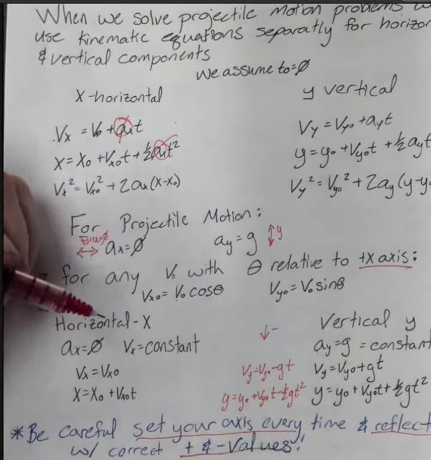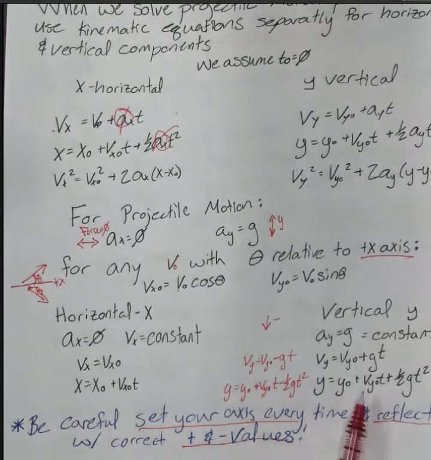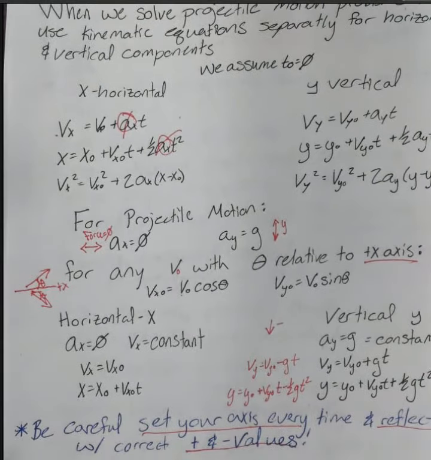This also matters because imagine if your initial velocity in the y direction were some negative value, then it'd be y naught minus vy naught t. So make sure that you're doing that.